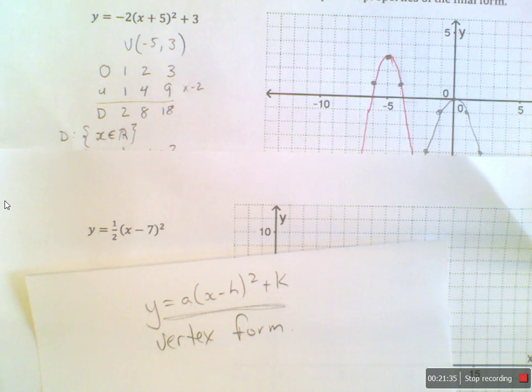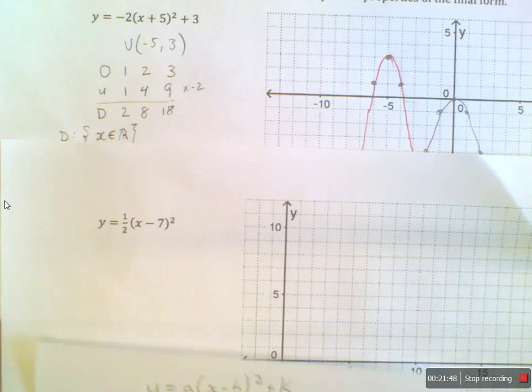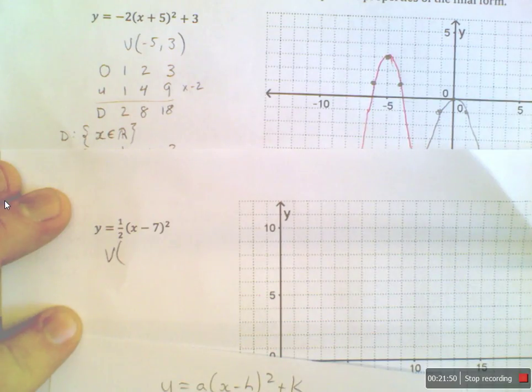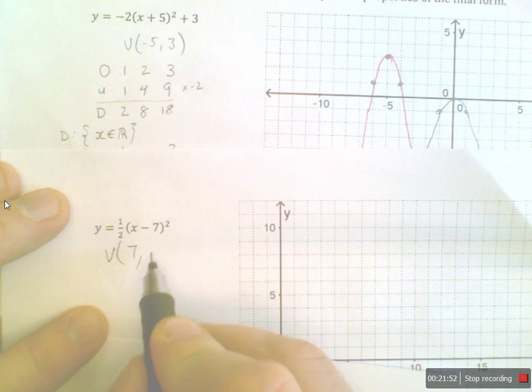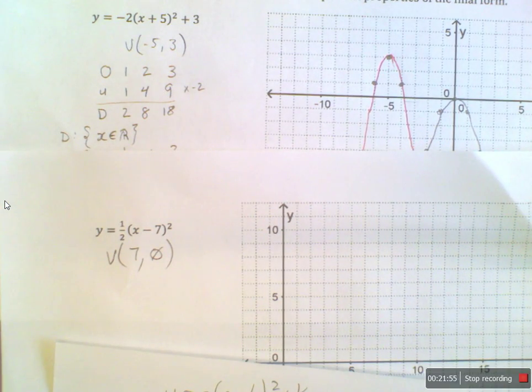Horizontal shift, right. Good. So it's got a horizontal shift. What else? Sarah? It does not have a k. Thank you. Right. So no vertical shift. So what does that mean about our vertex? It's going to be right 7, but not up or down anywhere. So it's still just 0.